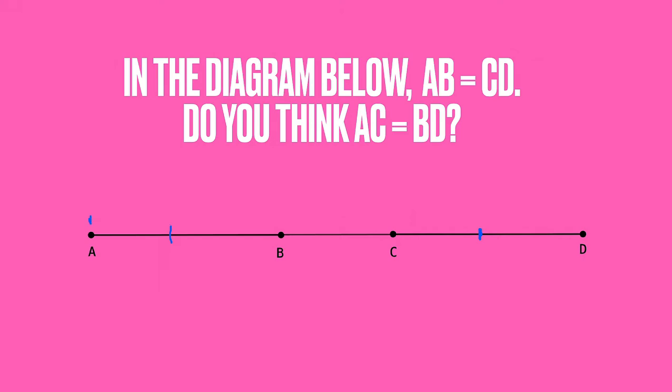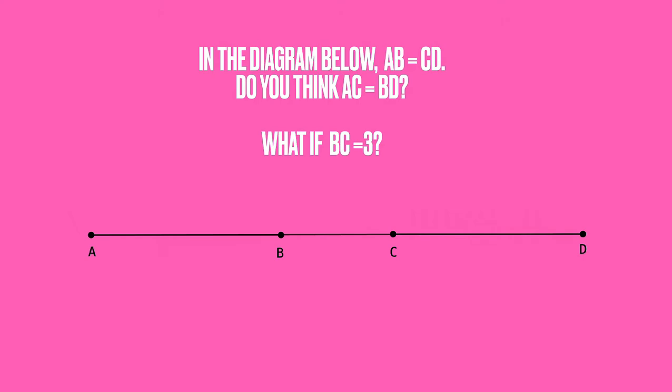So we're saying AC, is its length equal to BD? Well, maybe the answer is clear to you. Maybe it's not so clear. Let's add something into this. What if we put some numbers on this? So AB is still congruent to CD. Let's say that BC was 3. And let's maybe say that AB and CD were 7. Let's think about this with some numbers.